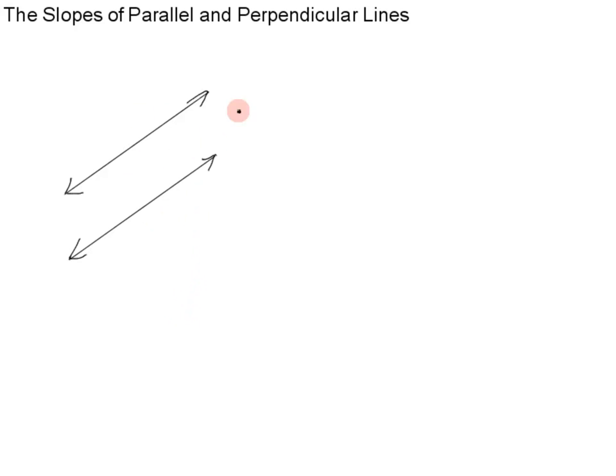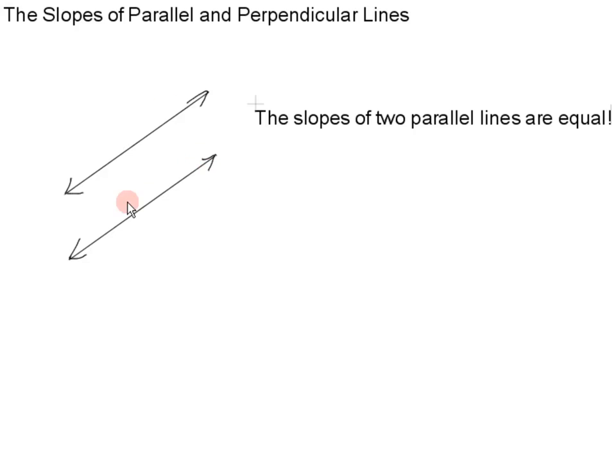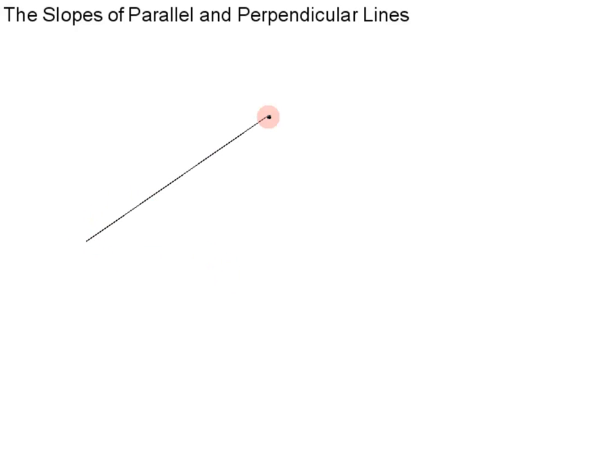So right off the bat, we can tell that the slopes of two parallel lines are equal, and that makes sense because they have the exact same tilt. So two parallel lines have equal slopes. Perpendicular lines are a little bit different.